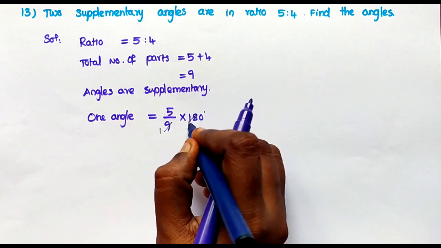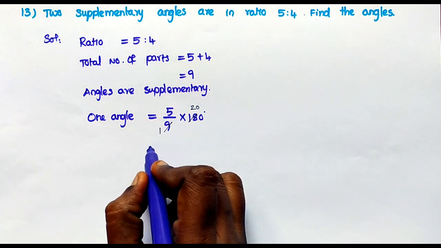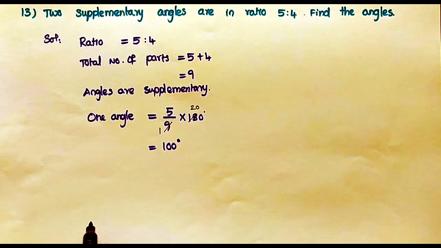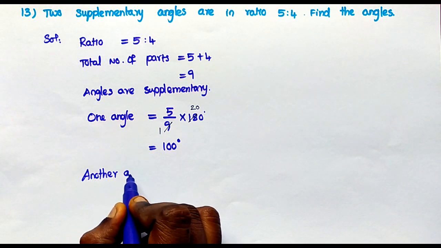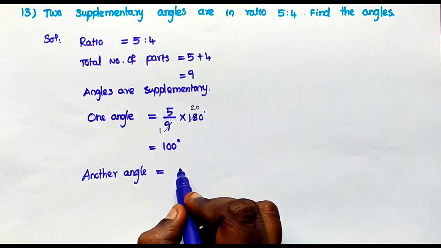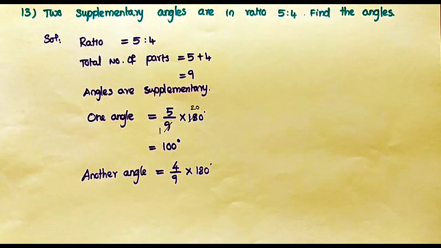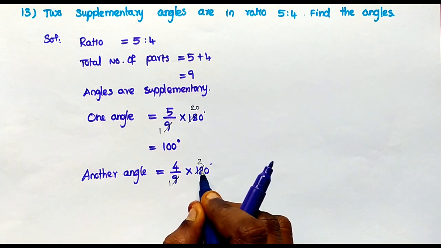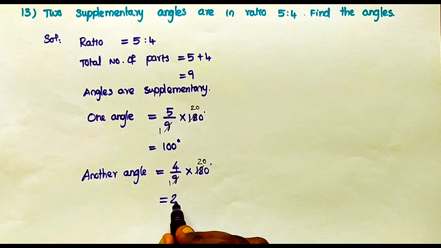Supplementary means 180 degree. Now cancel the numbers. 9 1 is 9. 9 2s are 18. Put the 0 means 20 degree. So 5 20s are 100, 100 degree. Another angle equal to, next part is 4. 4 out of 9 into 180. Cancel this number. 1 9 is 9. 2 9s are 18. 20. So 4 20s are 80 degree.